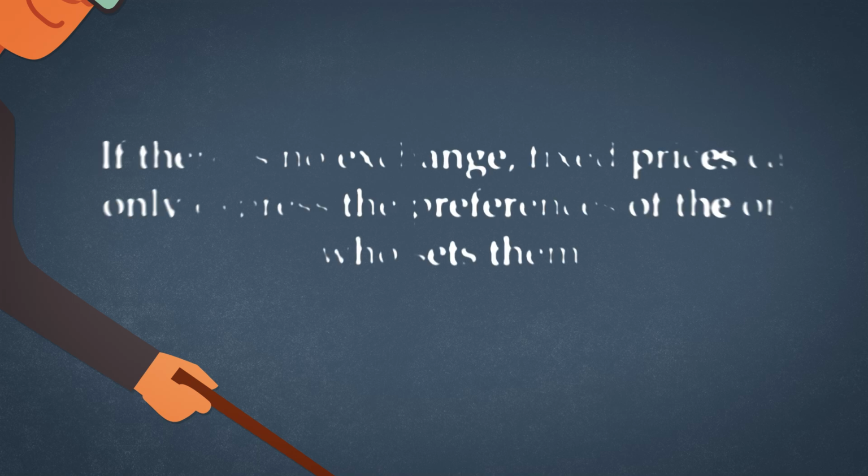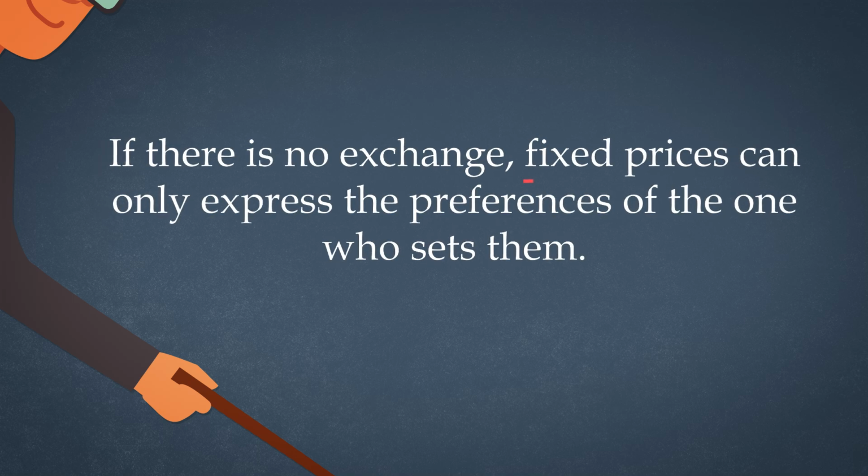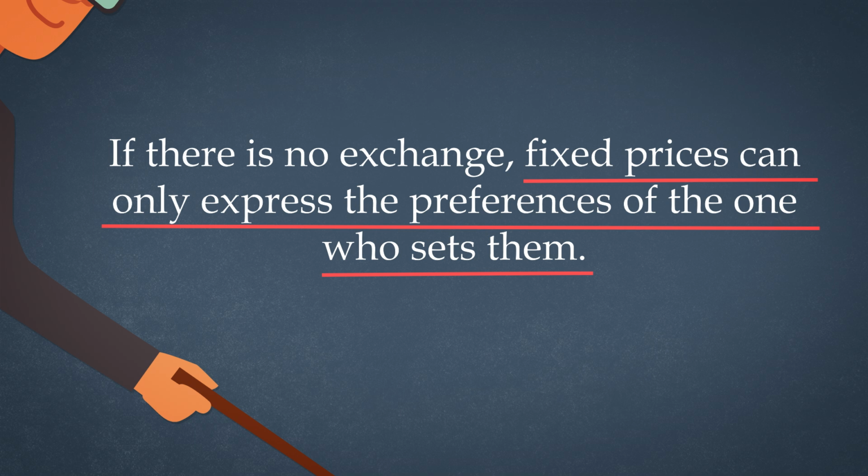Since Mises was writing at a time when the classical socialists understood this, he could have assumed in his original argument that the existence of property is implicit in considerations of money prices. It probably wouldn't even have occurred to him that anyone could dare to undertake such a daunting task as introducing money and fixing prices in the absence of dispersed private property. If there is no exchange, fixed prices can only express the preferences of the one who sets them. This, in turn, deprives such quasi-prices of sense and meaning.